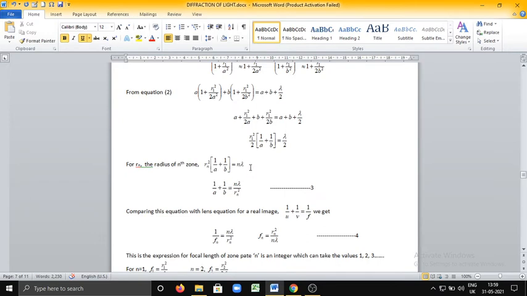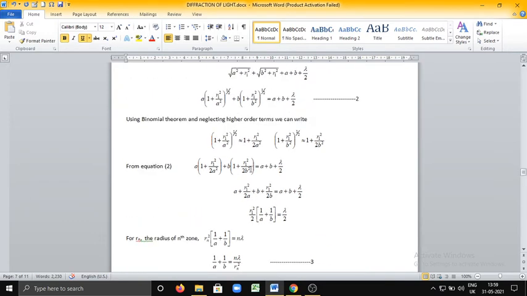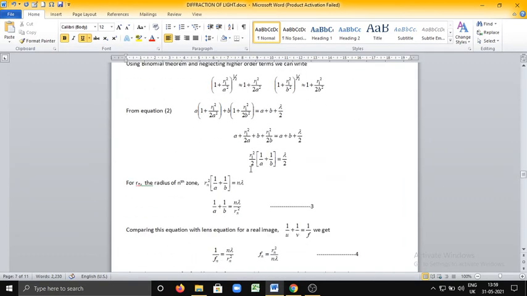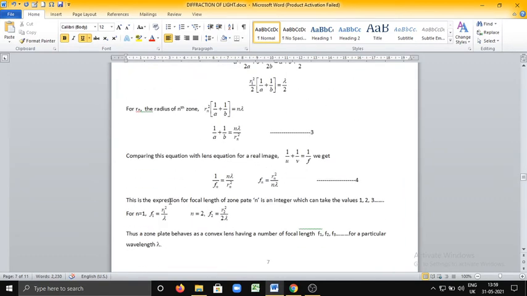Very important question. Most interesting topic, is it not? Here, this is the expression for focal length of a zone plate. n is an integer which can take the values 1 to 3. From this, we can see that a zone plate behaves like a convex lens having multiple focal lengths. This is a very important point.